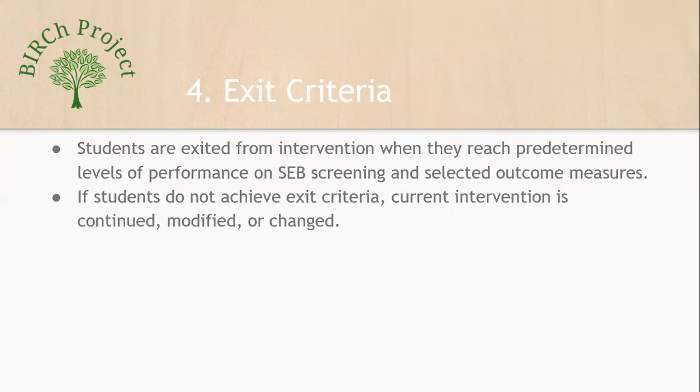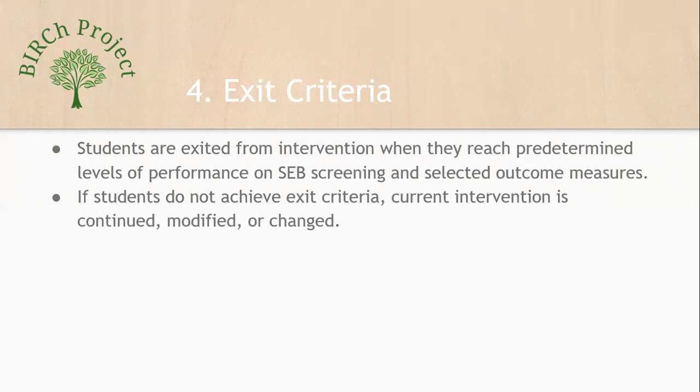So based on student response, we can discontinue an intervention and put it back in place when the student might need it again. We can also put the intervention in place as students need it for as long as they need it. So the exit criteria help us determine whether or not a student has made enough progress that they no longer need this particular Tier 2 intervention.